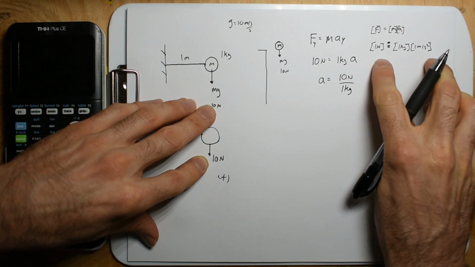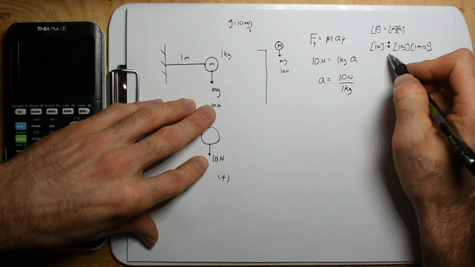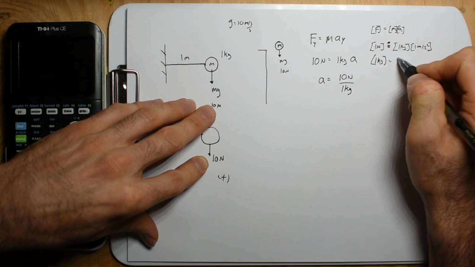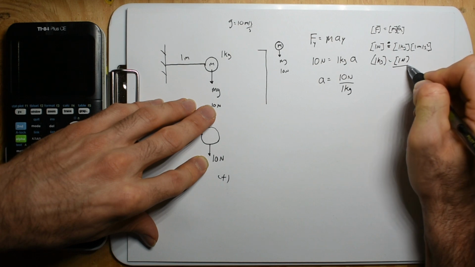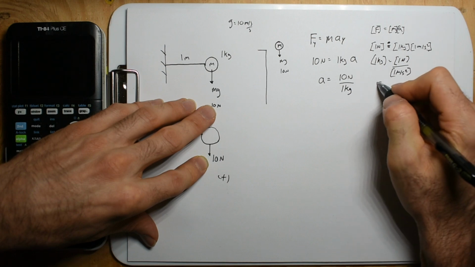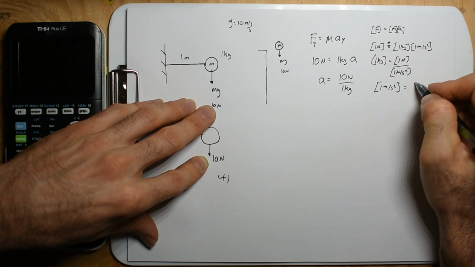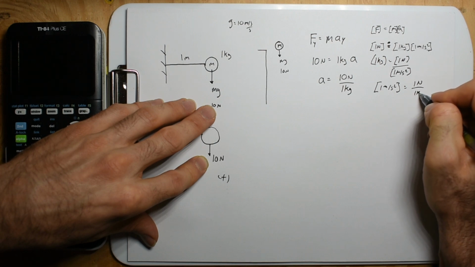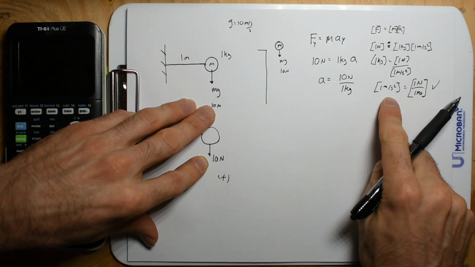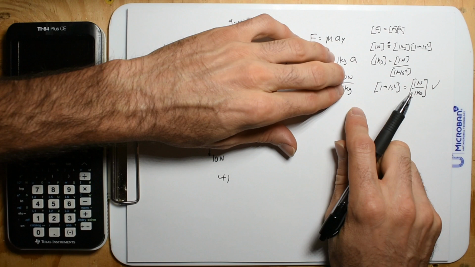Now you can rearrange this 3 ways. Anytime you get an equation with 3 different things, let's rearrange it. Let's solve for 1 kilogram: 1 kilogram is equal to 1 newton divided by 1 meter per second squared. Now let's solve for 1 meter per second squared: 1 meter per second squared is equal to 1 newton divided by 1 kilogram. That checks our box, because we have 10 newtons divided by 1 kilogram.